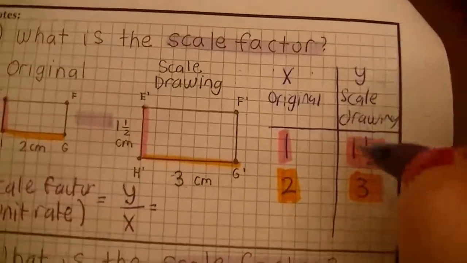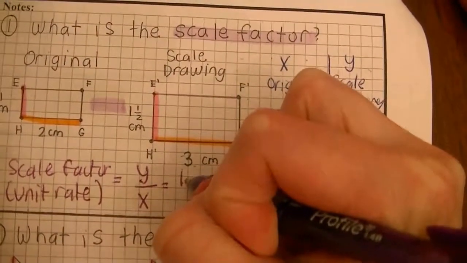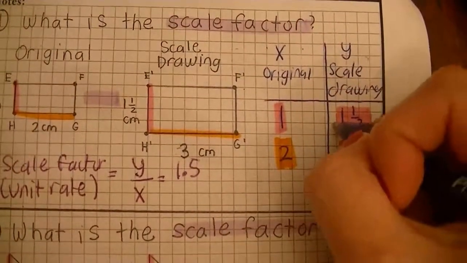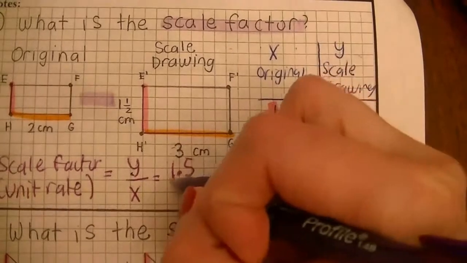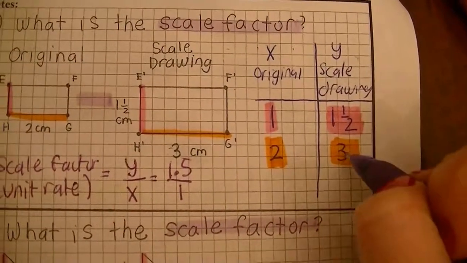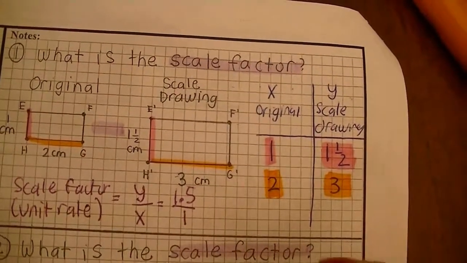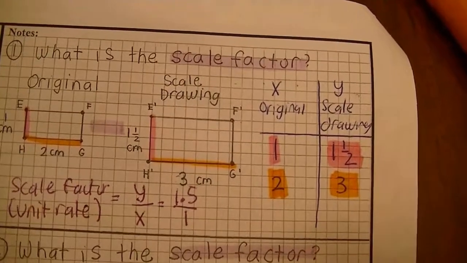So just to find the scale factor, you should go y divided by x, and I can do 1.5, or 1 5/10, over the x value, which is 1. So right there, that's my unit rate. Similarly, I could have done 3 over 2 if I wanted to. And when I divide by 2, I would get 1.5 over 1. Okay, so that right there is the scale factor.